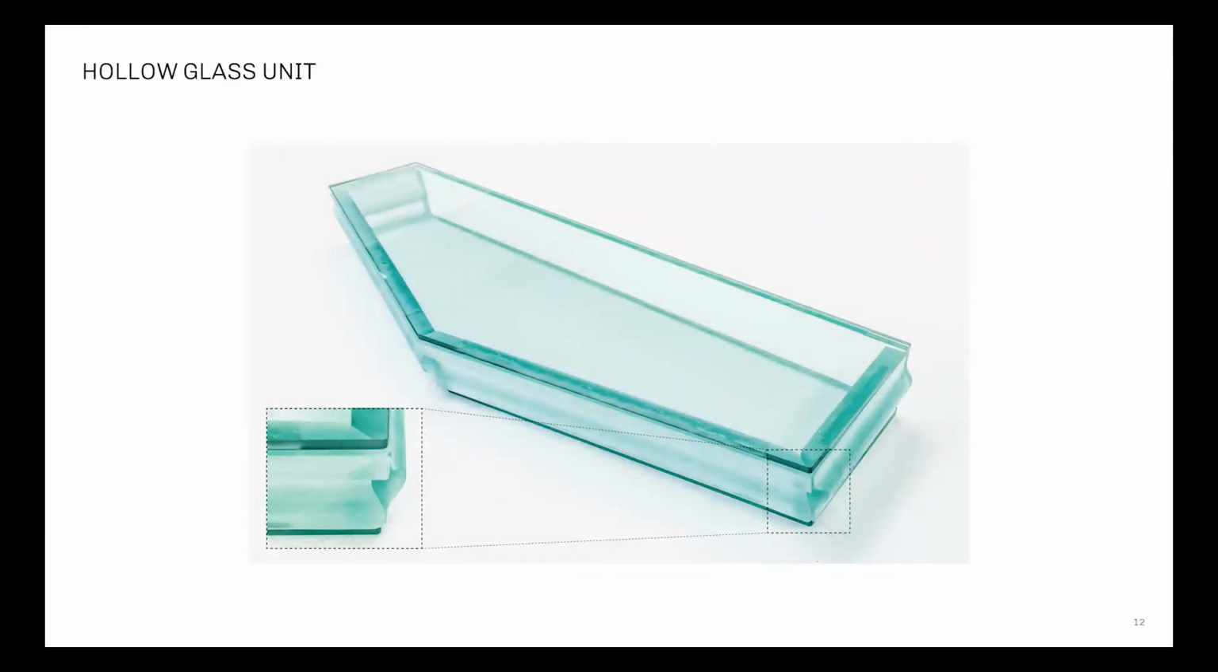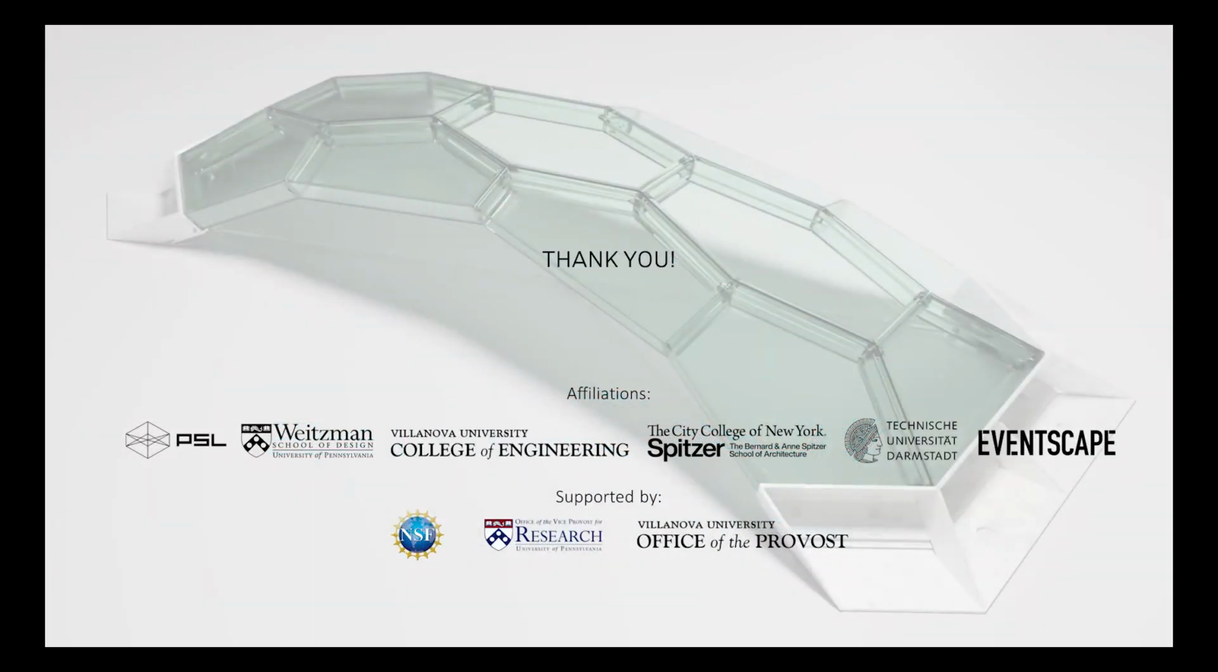Here is the fully assembled hollow glass unit and the detail of the transition corner between the male and female side plates. The experience gained and errors found in this trial fabrication and assembly will help us adjust the workflow. In future work, the fabrication of all hollow glass units and the assembly and construction of the whole bridge will be continued. Thanks for watching.